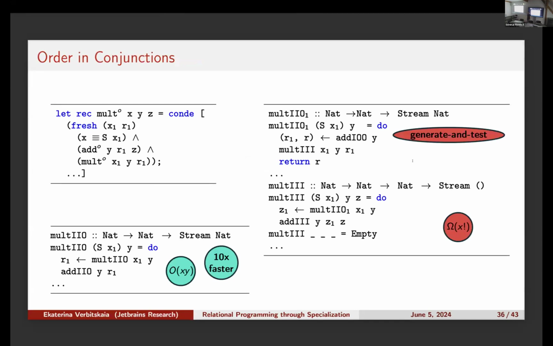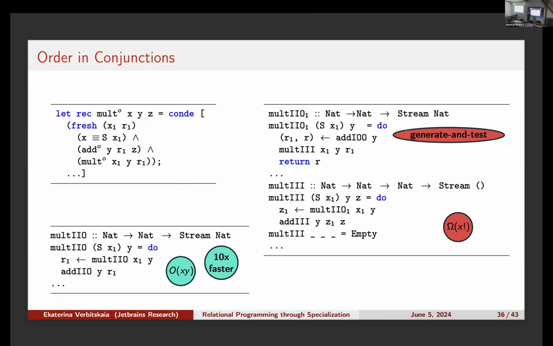One thing that we still have as an issue is that order in conjunctions is still crucial. For example, if we run the multiplication, we have two calls to relations here, to addition and multiplication. So this implementation of multiplication is just add x to the result of the multiplication of x with the number reduced by 1. And if we put the conjunctions in this order, we get a function that runs significantly faster and with different time complexity than if we put them in the different order.